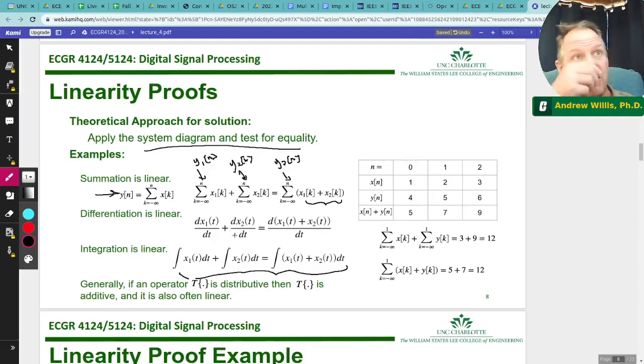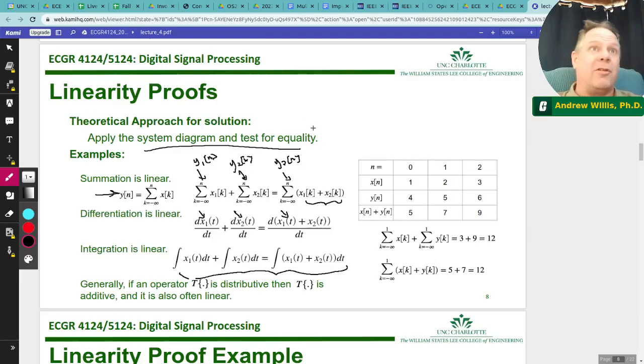And is differentiation distributive? Yeah, if you take the derivative of x1, you get this. If you take the derivative of x2, you get this. If you take the derivative of the sum of x1 and x2, it is equal to the sum of the derivatives. Is the derivative of the sum equal to the sum of the derivatives? Yes. And in fact, much of superposition or the additivity property is saying, for some operator, is the operator applied to individual pieces equal to the operator applied to the sum?